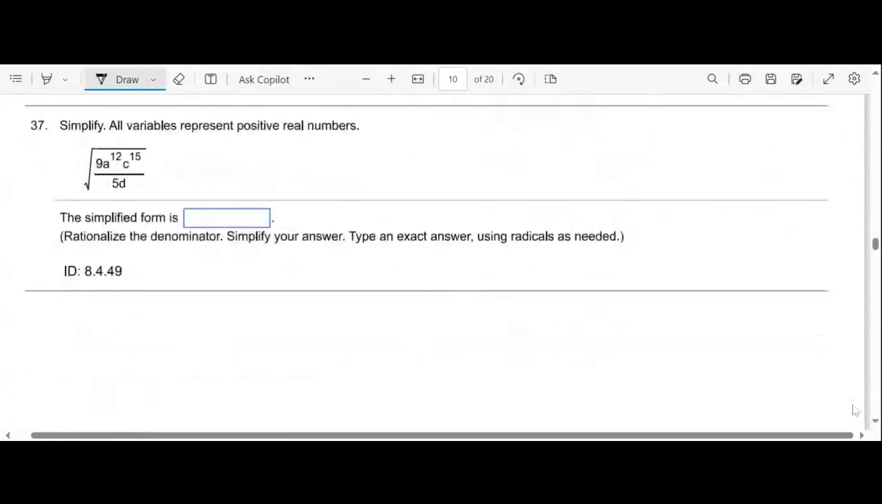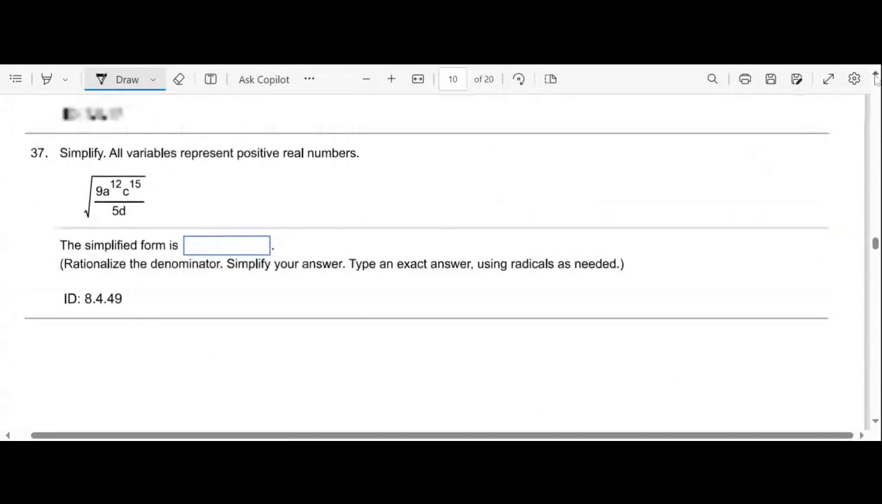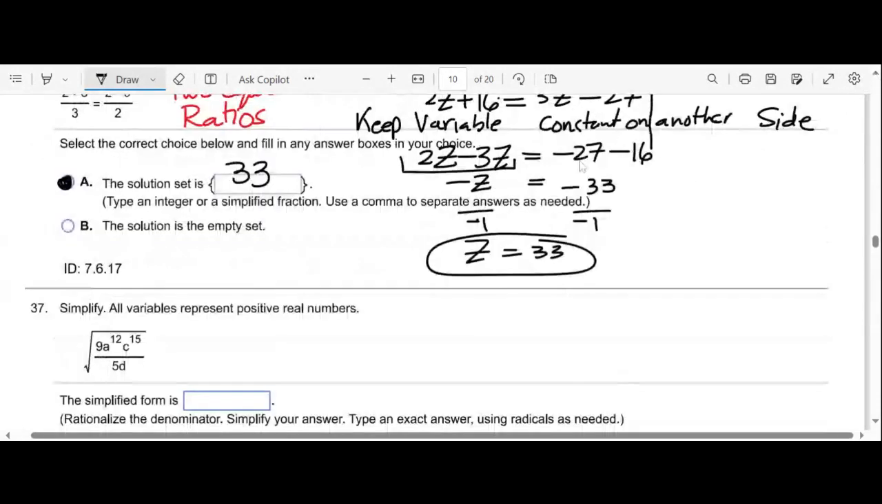Simplify. All variables represent positive real numbers. Okay, this one is 40, 43, because in addition, you have to be careful with addition. This one gives you 3, and you have 1 here, so it's 43.